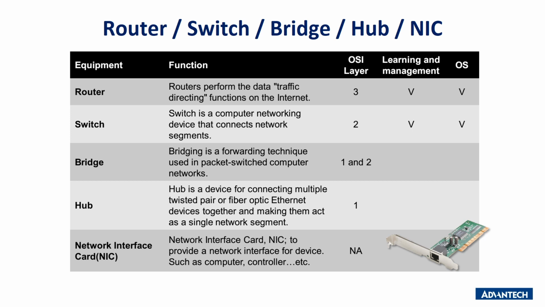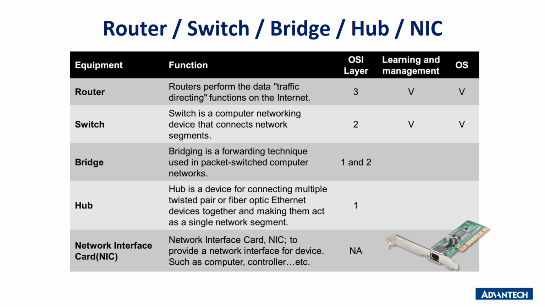Bridging is a forwarding technique used in packet-switched computer networks. But nowadays, the application is decreasing, because most current switches have included the bridge function. So, we don't need to add any additional bridges to our network. Hub is a device for connecting multiple Ethernet devices together and making them act as a single network segment. There is no encapsulation and decapsulation process.